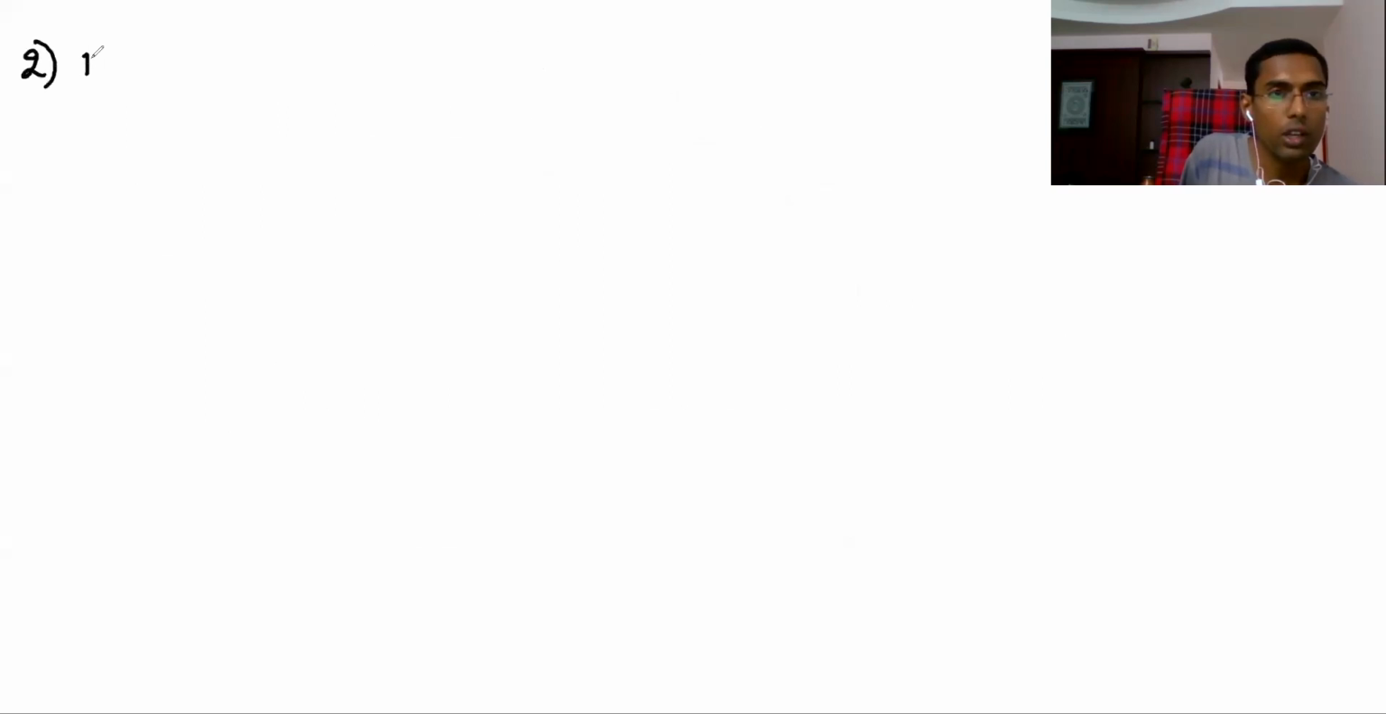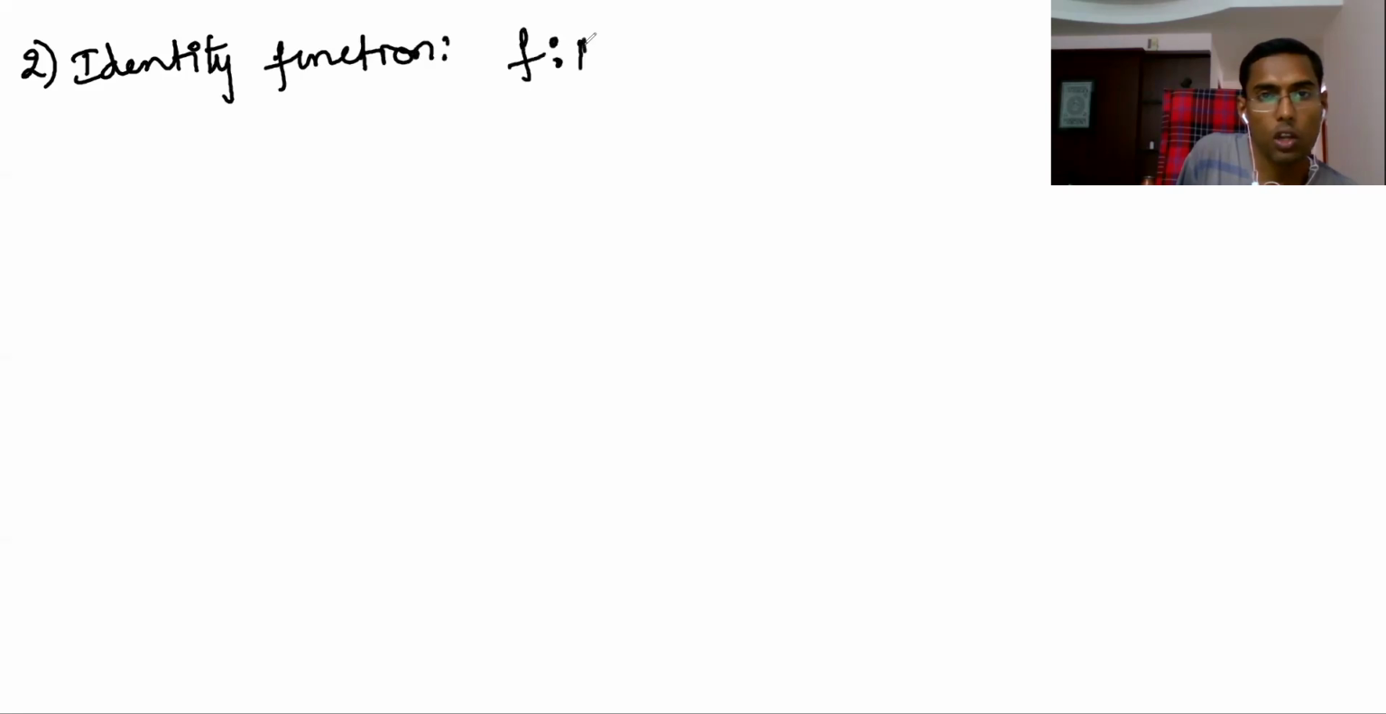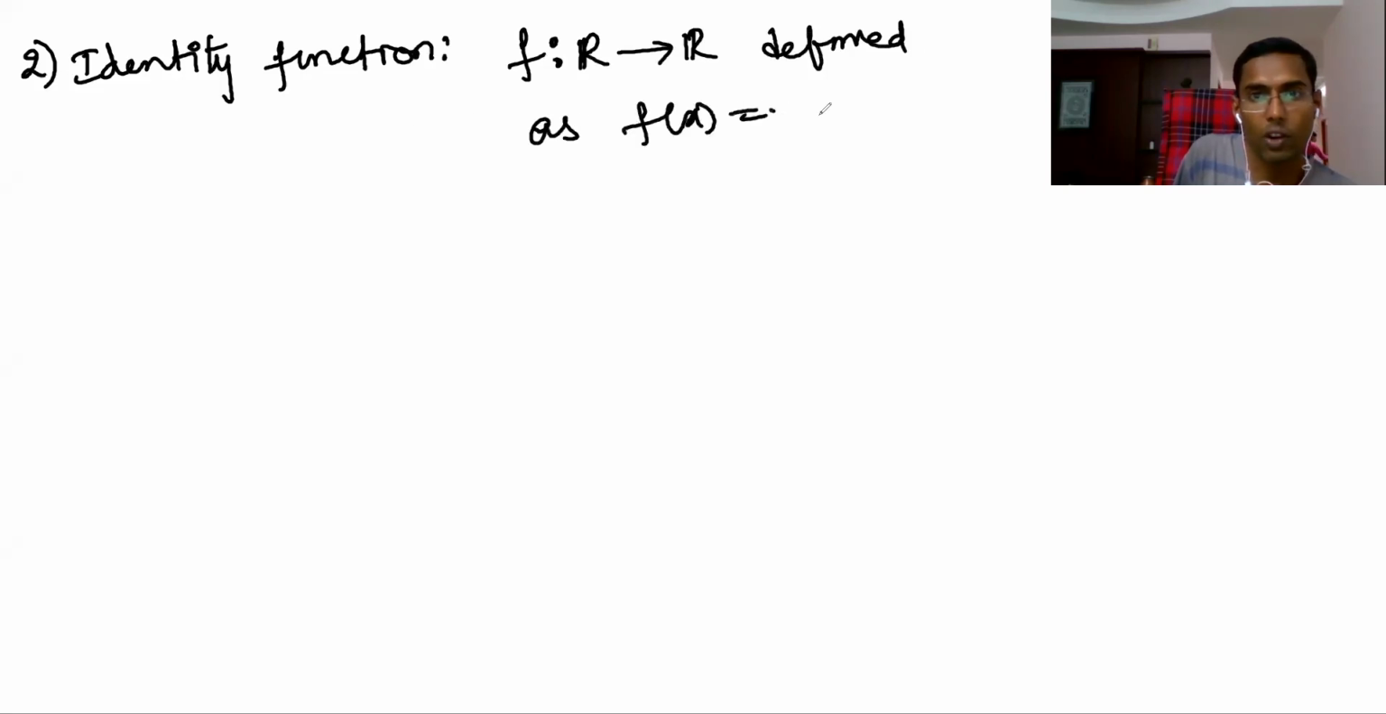Next, real function, second one, identity function. What is this identity function? f maps all real numbers to all real numbers, defined as f of x equal to x for all x belongs to R. So what does it mean? f of x equal to x only. Identity means, if you see your face in the mirror, you will get your face only. So f of 1 is 1, f of 2 is 2, f of 3 is 3. Like the identity relation we studied. Similarly here also, f of x equal to x for all x belongs to R.